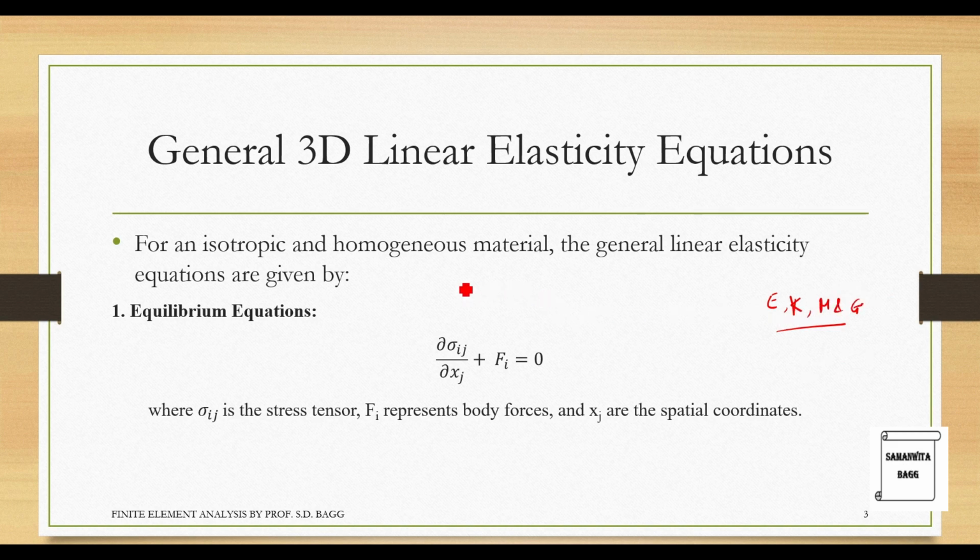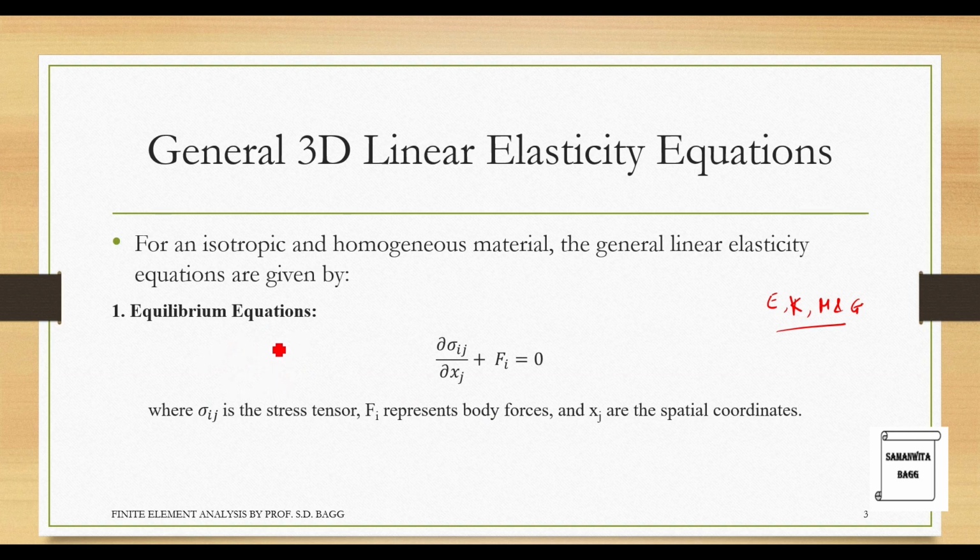And when I say homogeneous, it means that the material over the entire body is the same and the material distribution is the same. There is no void or any kind of different material which is added into the material. Homo means same throughout the body. The general linear elastic equations are given in three forms.